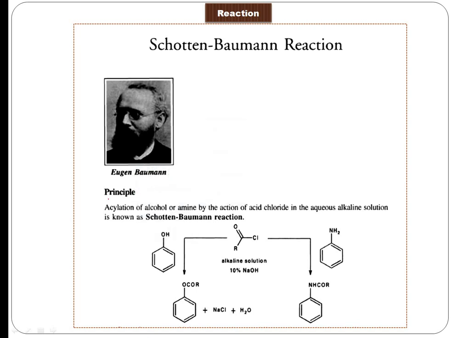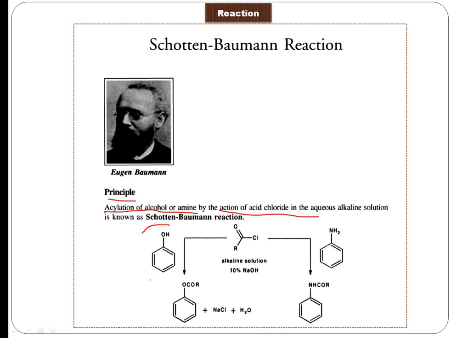So what is this? Is the principle. It is basically the acylation of alcohol or amine, whether it is aliphatic alcohol, aromatic alcohol, aliphatic amine or aromatic amine, by the action of acid chloride in aqueous alkaline solution.